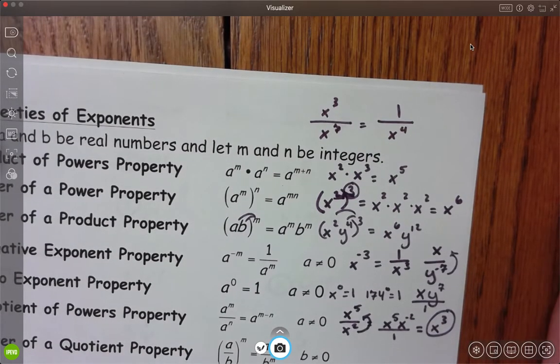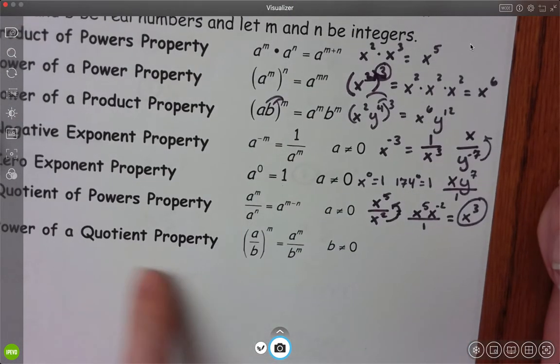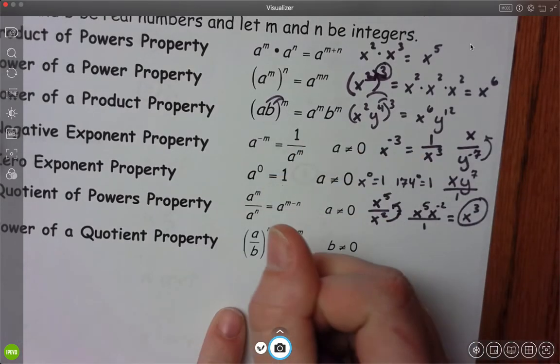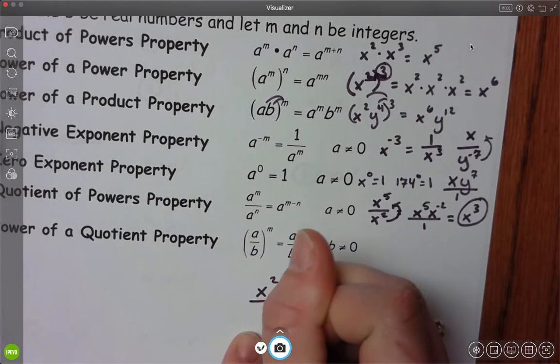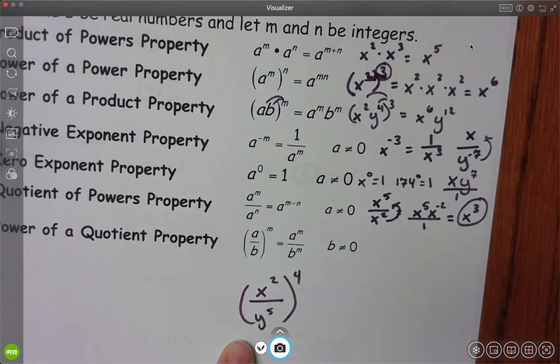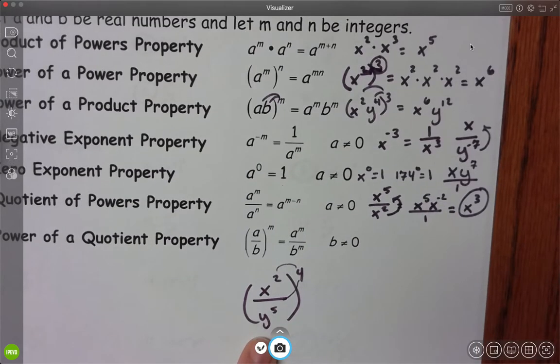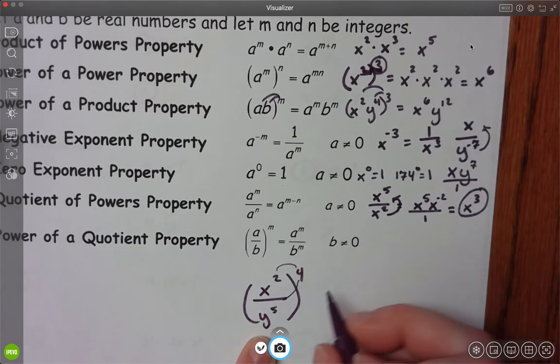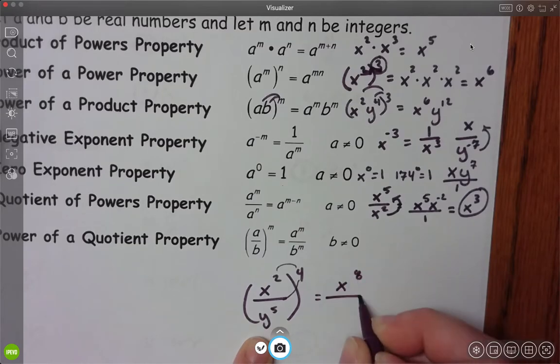And the last one, power of a quotient, means that, let's say I have x squared over y to the 5th, and I want to take that to the 4th power, okay? When they are a quotient like that, I can still distribute that 4 through. So this would become x to the 8th power and y to the 20th power because I'm multiplying those, okay?